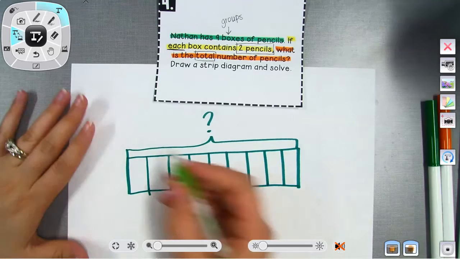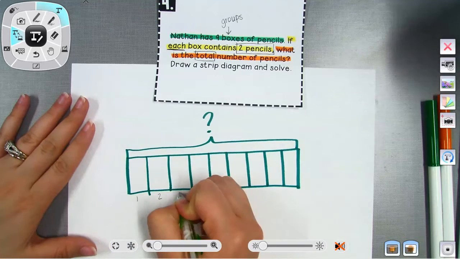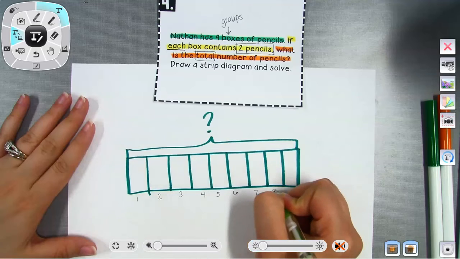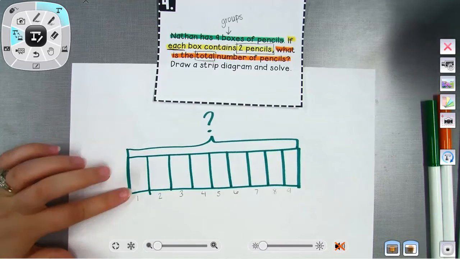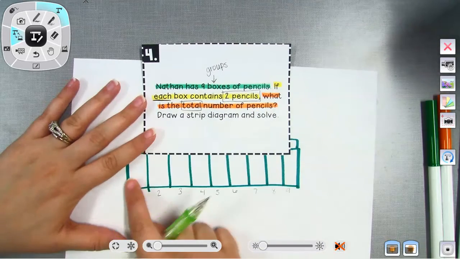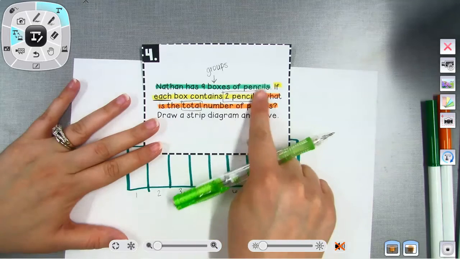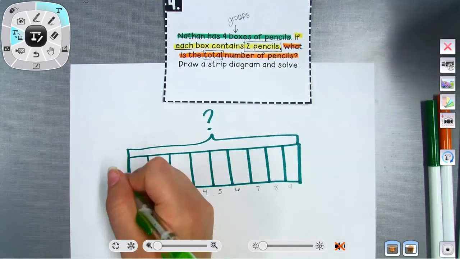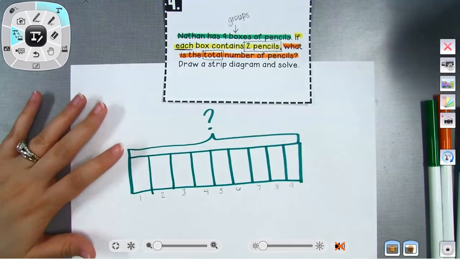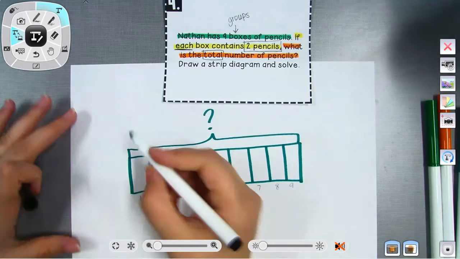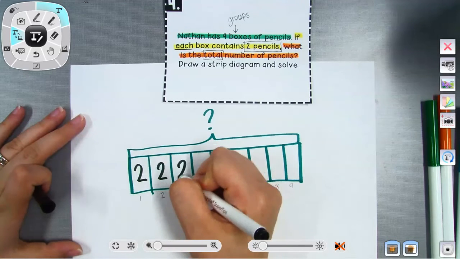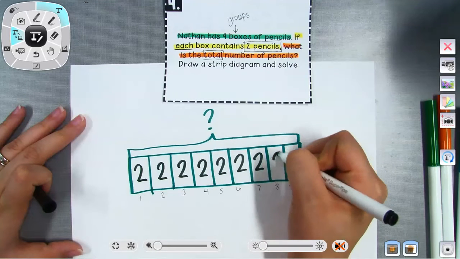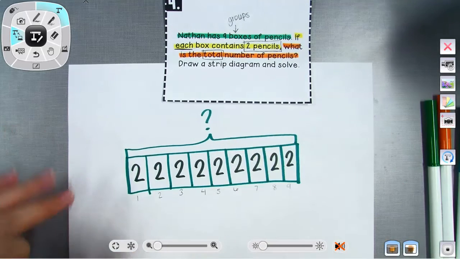So remember, this is my groups. I have 1, 2, 3, 4, 5, 6, 7, 8, 9 groups. I know that I have 9 boxes, and each box is going to have 2. So I'm going to go in here and I'm not going to draw, I'm going to write the number 2. I'm not drawing dots, I'm writing the number 2, because each box has 2 pencils.